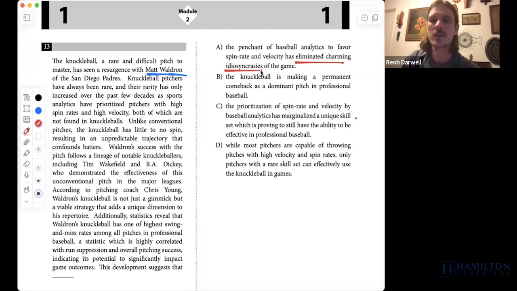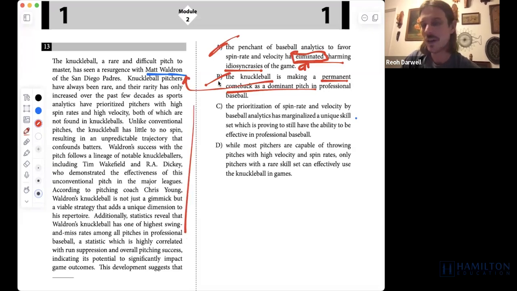Eliminated charming idiosyncrasies of the game. Right. While it has reduced them, the very existence of Matt Waldron points to the fact that they are not eliminated. Permanent comeback is a dominant pitch in baseball. It's dominant for him, Matt Waldron, but he's the only one that does it according to this passage, right? Which is why we can get rid of B.